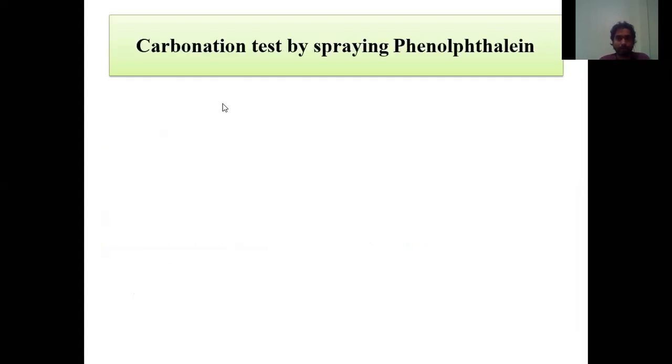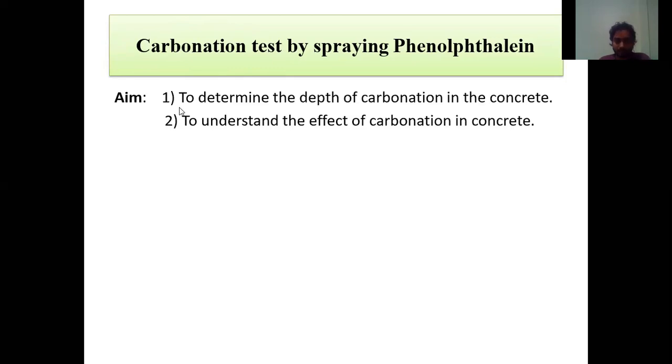So in this practical, carbonation test by spraying phenolphthalein, we are going to spray phenolphthalein on a concrete surface to check how much carbonation has taken place. In this carbonation test, first is the aim. The aim is to determine the depth of carbonation in the concrete, and second is to understand the effect of carbonation in concrete. The first one is important as it is something we are going to calculate quantitatively.